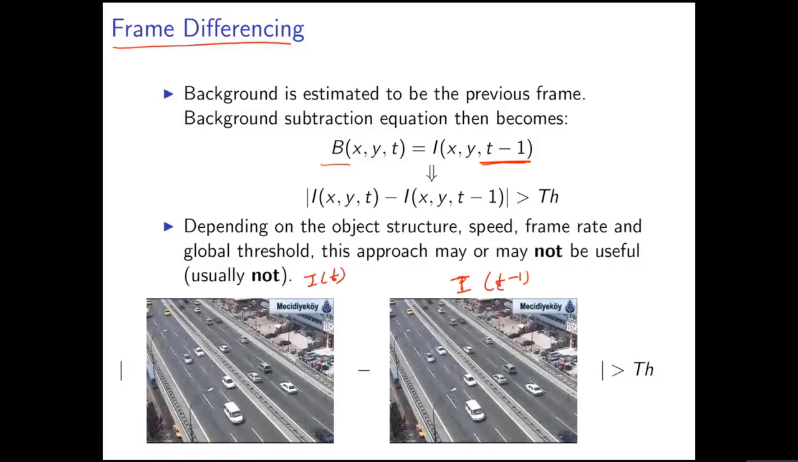Why are we taking the previous frame? Because the idea is that whatever changes have happened would have been reflected in the previous time instant. When we say previous time instant, it may not be exactly t-1. It can be t-5 or whatever. You can use some t-k.